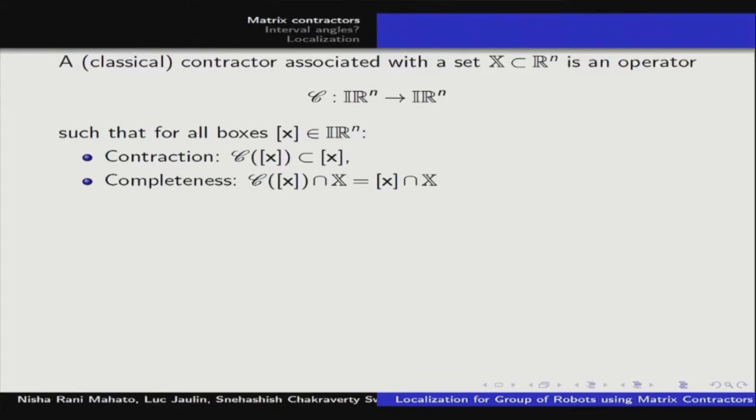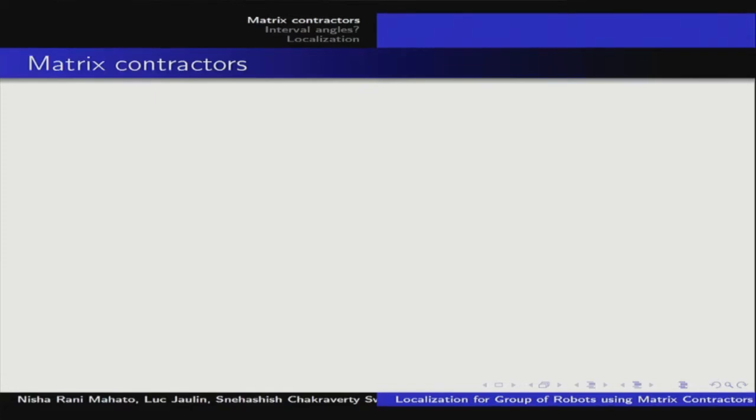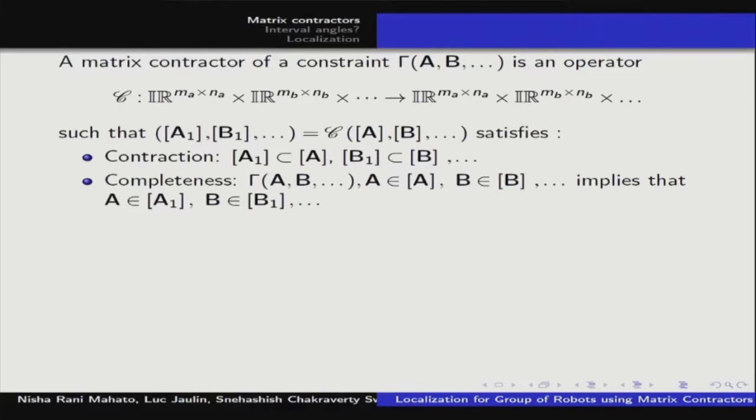So a classical contractor is an operator which contracts boxes with respect to a set, without removing any point inside the set. So here is the definition of a contractor associated with the set X. To build contractors, most of the time we use interval analysis techniques. I will not explain this. Now, what we call a matrix contractor is just an extension of this.